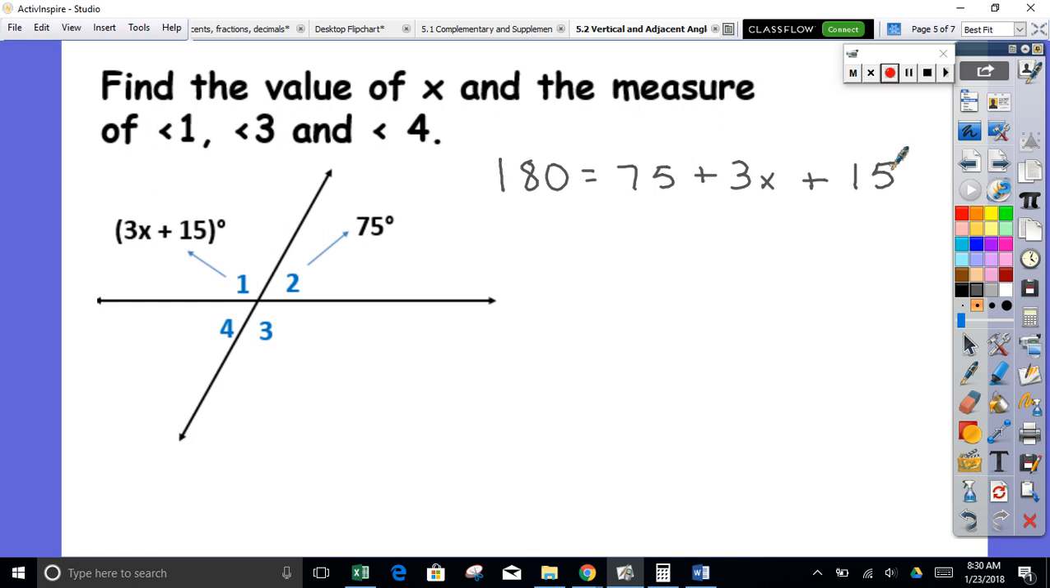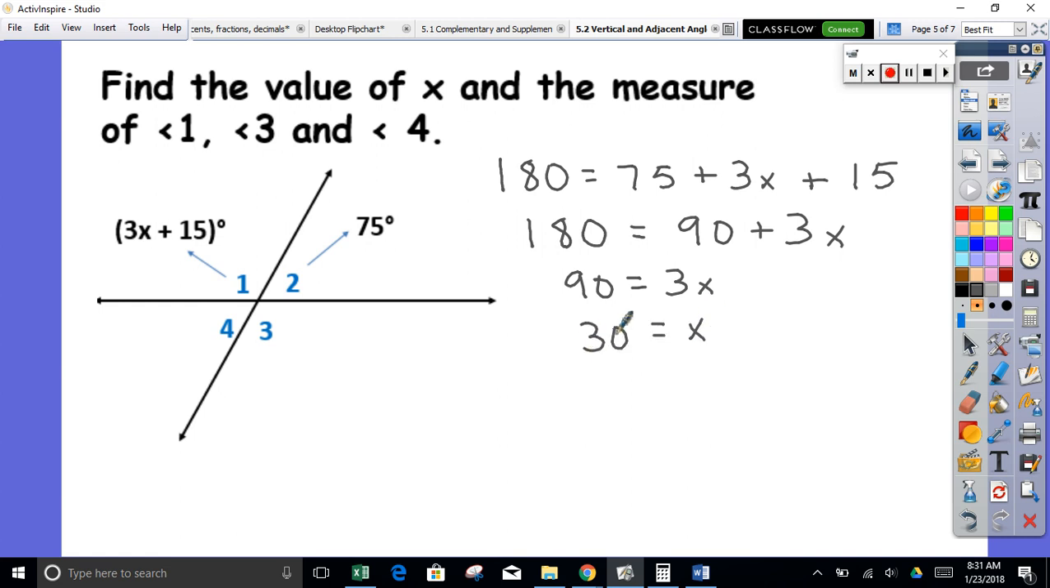Taryn, what would I do first to solve that equation? You would add 75 and 15. Good, good. We want to simplify this side first. We're going to add 75 and 15, which would give us 90 plus 3x. Okay, then subtracting 90 from both sides gives us 90 equals 3x. Dividing both sides by 3 gives us x equals 30.